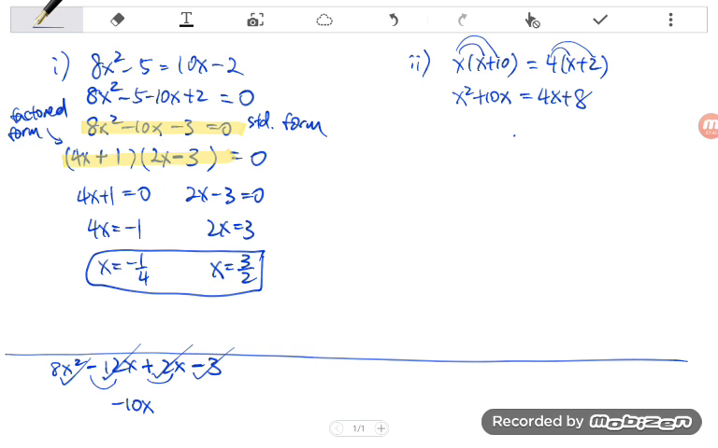Okay, and again, we're gonna make the right hand side equal to 0. So let's move everything to the left. I'll get x squared plus 10x minus 4x, I will get plus 6x. So I'm gonna skip a few steps here. The positive 8 moves to the other side and becomes negative 8.